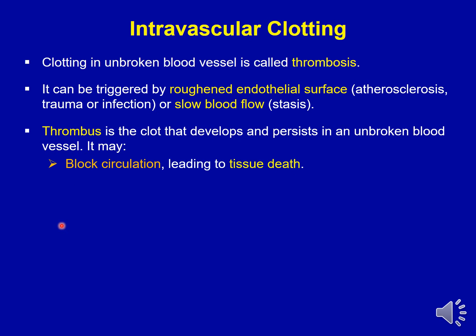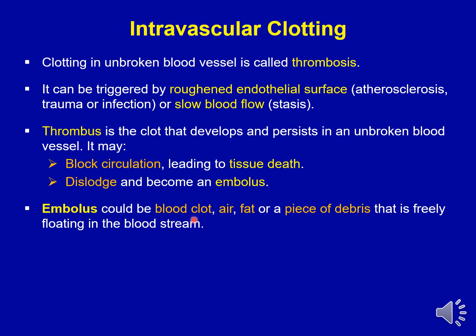And it may do what? It may block the circulation, leading to tissue death. It will produce stagnant hypoxia, or ischemic hypoxia: decreased oxygen delivery to the tissues and decreased ability to produce energy. So usually there is tissue death. It may also dislodge and become an embolus. It becomes dislodged from the site of formation. An embolus means a moving thrombus, circulating in the blood, and it can block any vessel in the body.